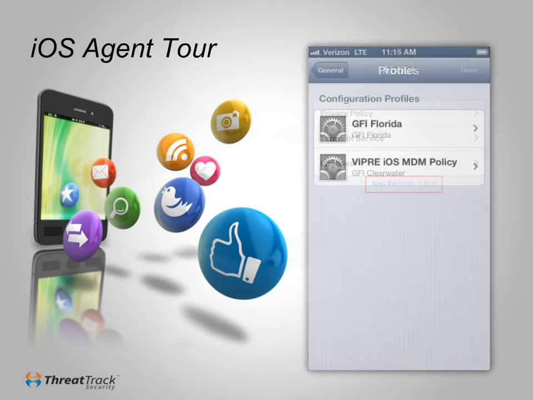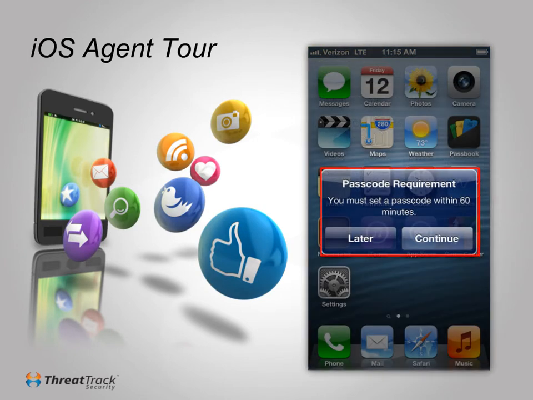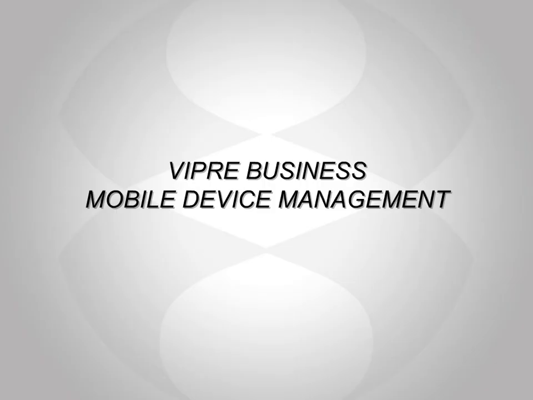They will see these two configuration profiles on the device, and if the administrator has chosen to manage their passcode, users will see this warning, indicating that they must set a passcode within 60 minutes of the agent app being installed. If they don't set a passcode, they will be locked out of the device and must contact the administrator to reset it. This concludes the training program for managing mobile devices with VIPRE Business.